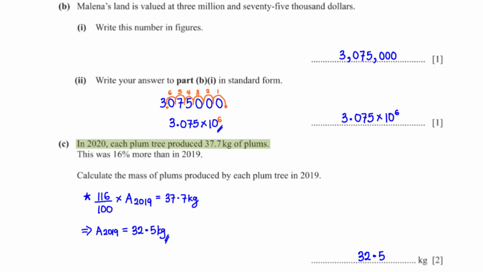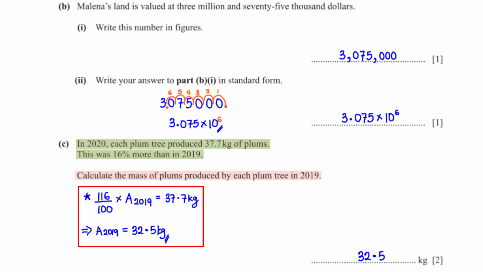In 2020, each plum tree produced 37.7 kilograms of plums. This was 16% more than in 2019. Calculate the mass of plums produced by each plum tree in 2019. Since 37.7 kilograms is 16% more than the amount in 2019, we have 116% of the amount in 2019 equals 37.7 kilograms. When we make the amount in 2019 the subject, we get 32.5 kilograms.